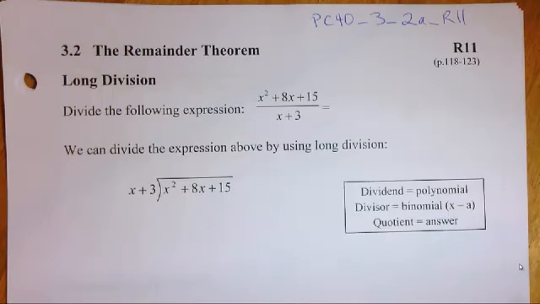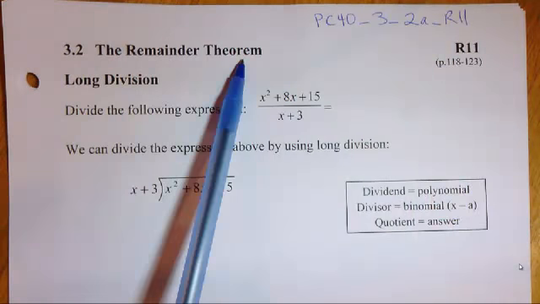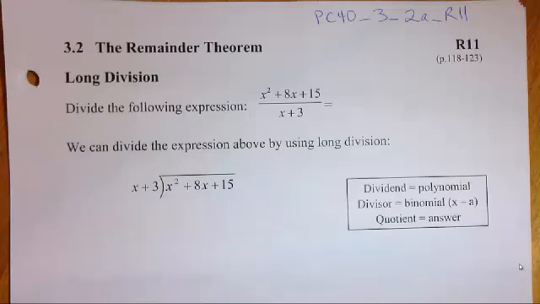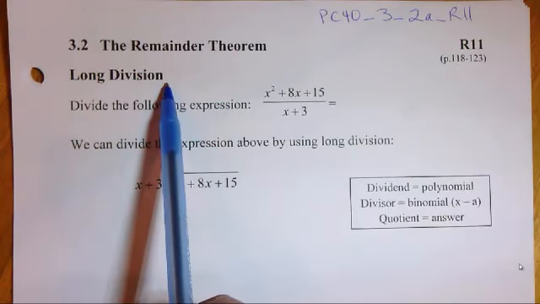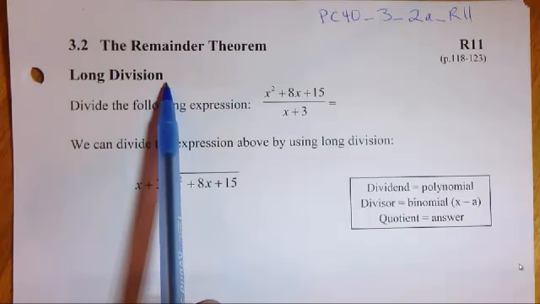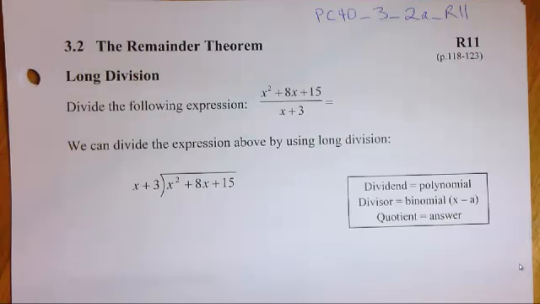In this one, in 3.2, this is outcome R11, we're going to talk about the remainder theorem as a whole, what's the point of the outcome. But first, I'm going to take you through long division and remind you how to do long division using polynomials.